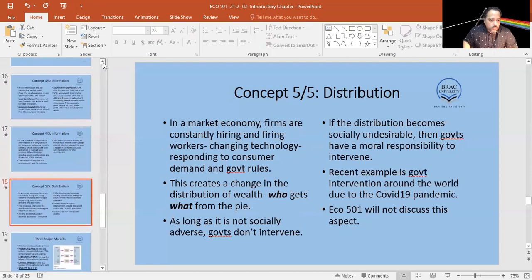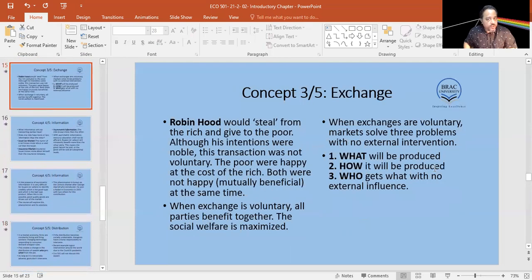Before that, let me go back to concept number 3, exchange. When goods are voluntarily exchanged in a market setting where buyers and sellers meet and nobody is forced to buy or forced to sell, then what will be produced will be determined by supply and demand. How it will be produced is a choice that the firms will make. They will try to choose the best possible technology. Who will get what is produced is determined by a person or a household's purchasing power. So if I have more purchasing power and my demand for a particular good is very high, I will buy more. I enjoy the cake more than others. Why? Because I have market power, I have buying power.